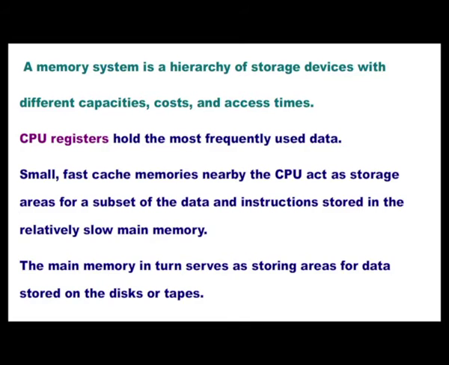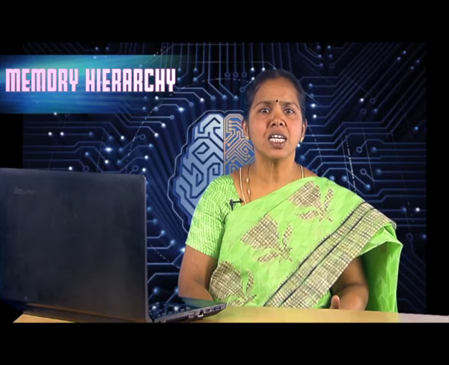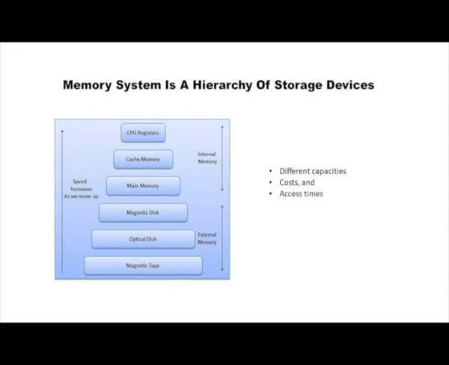CPU registers hold the most frequently used data. Small, fast cache memories nearby the CPU act as storage areas for a subset of the data and instructions stored in the relatively slow memory. The main memory in turn serves as a storage area for the data stored on the disk and tapes. See the figure for the memory hierarchy in a typical computer.